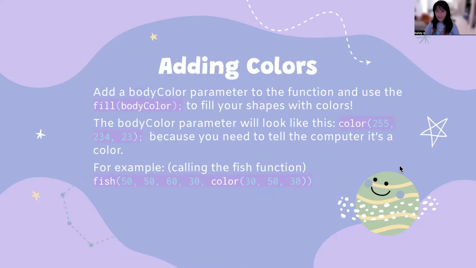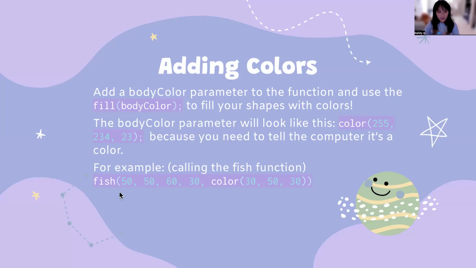Okay, adding colors. Add a body color parameter to the function and use fill body color to fill your shapes with colors. The body color parameter will need to look like this: color 255 234 23, because you need to tell the computer that it is actually a color. For example, calling the fish function, you would add that body color into one of the original parameters. So remember, at the very top of our function, we have var fish equals function, x, y, body width, body height. The fifth parameter we are adding here is the color parameter, and we can just add that by writing color, right, body color.